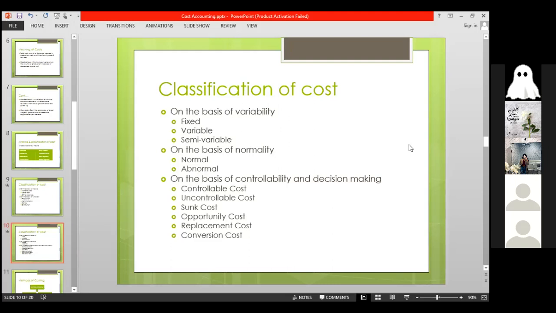So replacement cost is incurred by your business every 4 or 5 years, not every year and not regularly, but maybe after some period of time, you have to incur a replacement cost on that thing. Then there is conversion cost. We already saw that. Conversion cost is the cost of converting your raw material into the finished product.